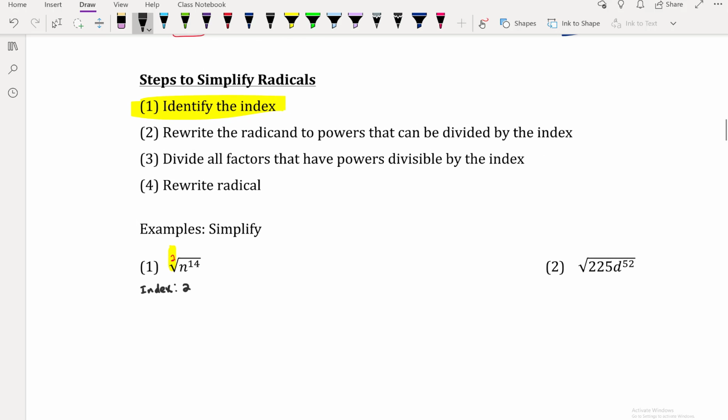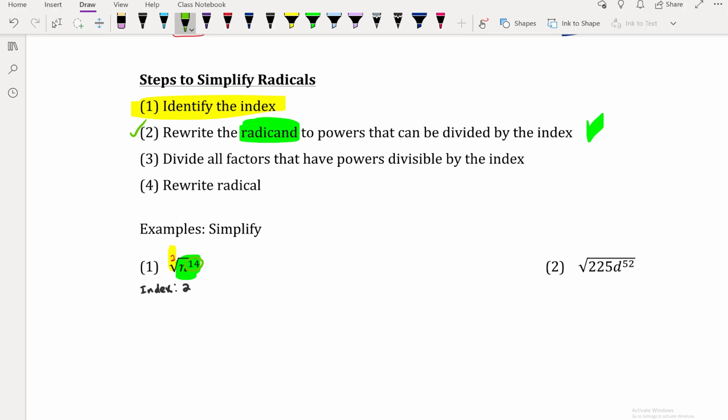So if the index is 2, we want to make sure to rewrite the radicand. Remember, the radicand, this is vocabulary, is everything underneath the square root. So that is the radicand. We want to make sure that that power can be divided by the index. So can 14 be divided by 2? Yes, it can. So we don't really need to rewrite it. That's sort of already done for us, okay? Because 14 can be divided by 2. This power can be divisible by that index of 2.